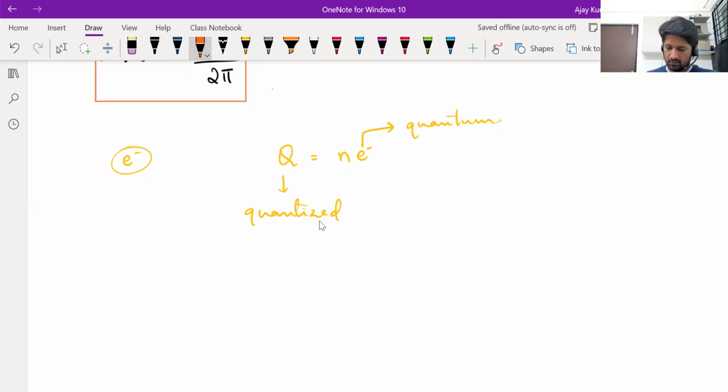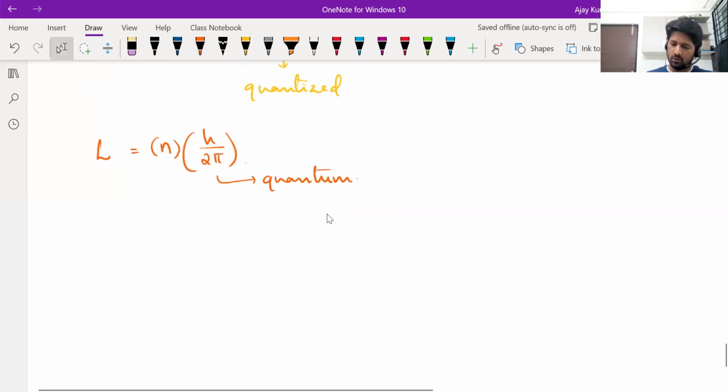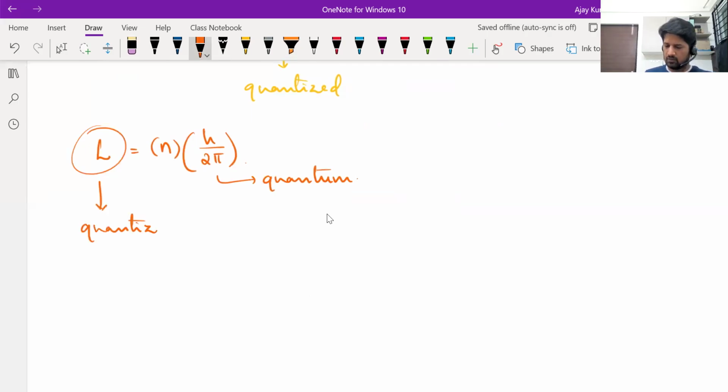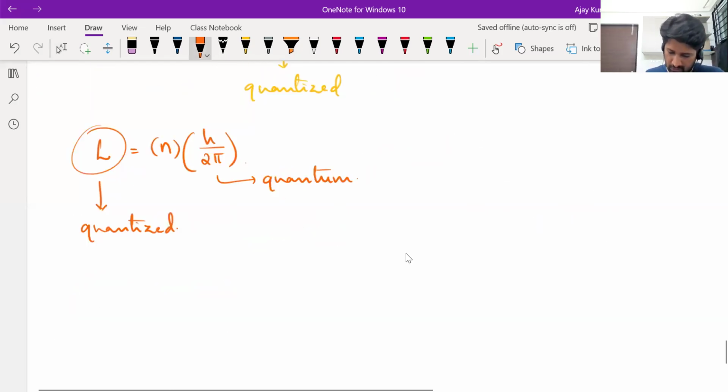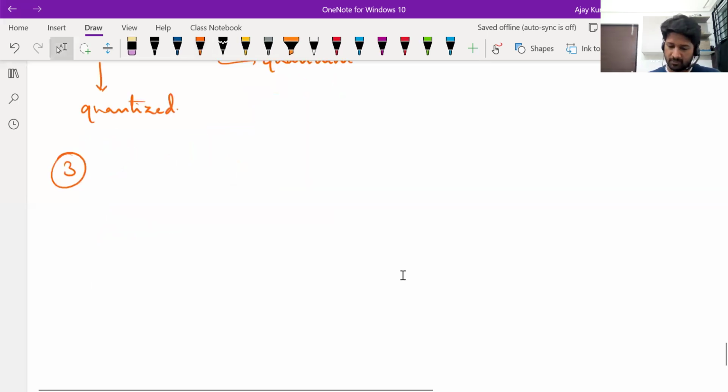Now, Bohr proposed that the total angular momentum of an electron is an integral multiple of h by 2 pi. So the least angular momentum that an electron can have is h by 2 pi, and any other angular momentum is a multiple of that. So this is the quantum of angular momentum, h by 2 pi, and the quantity as a whole is quantized. So the second postulate, you can also call it quantization of angular momentum. Then the third postulate basically explains the atomic spectra, the absorption and emission spectrum.